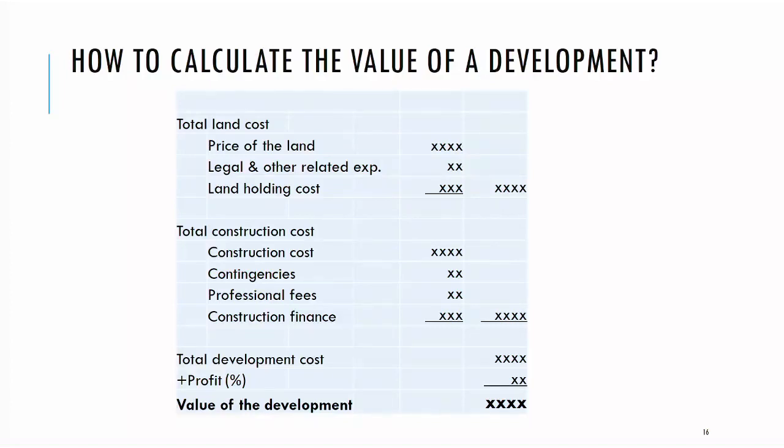And then you have to calculate the total construction cost, including building cost, contingencies, professional fees, and then on top of all these, construction finance. Altogether, that's the total construction cost. Add these together, that's the total development cost. And then add your profit margin, 15%, 20%, whatever you want. Then add them up, you will get the value of the development. This is very simple. Everyone can understand.